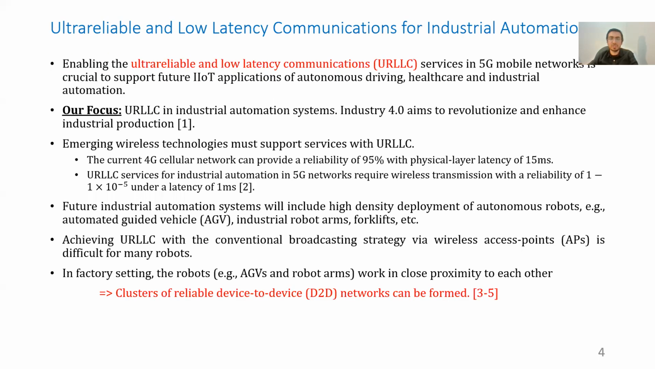So starting with the introduction, 5G supports three main use cases, which are enhanced mobile broadband, massive machine type communications, and ultra-reliable and low-latency communications, or URLLC. So our focus for today's presentation is enabling URLLC in industrial automation systems. The previous generation of wireless technologies were unable to provide high reliability and low latency. However, industrial automation communications require a reliability of 0.99999 within a latency of 1 millisecond.